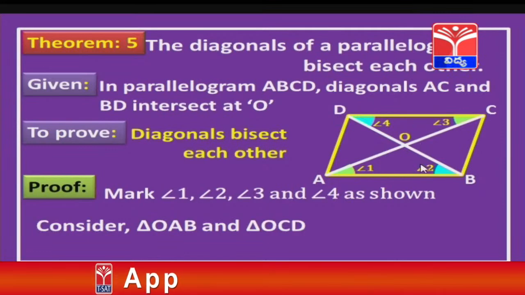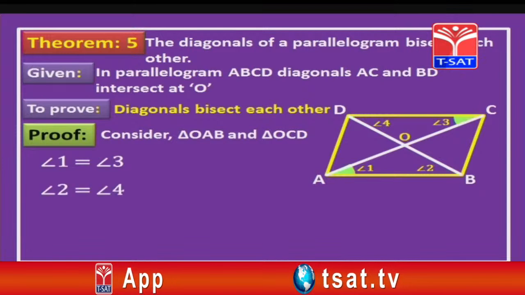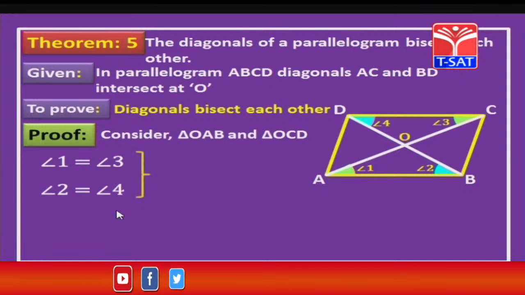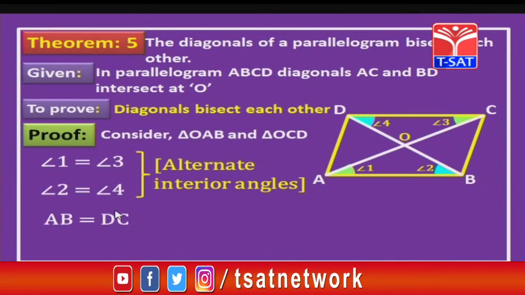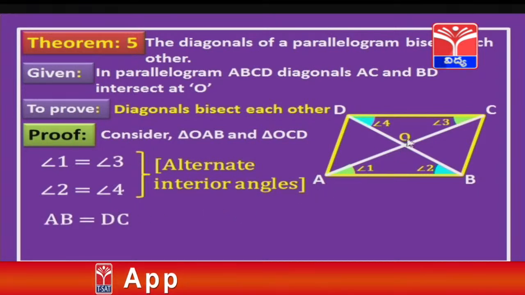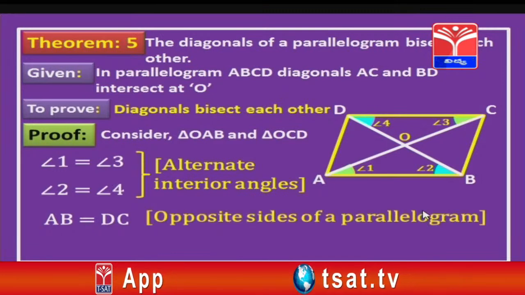Now, in these two triangles, I can write angle 1 is equal to angle 3, angle 2 is equal to angle 4. But why are these two angles equal, children? Yes, because they are alternate interior angles. Not only that, AB is equal to DC. Why are AB and DC equal? Because they are both opposite sides of a parallelogram.